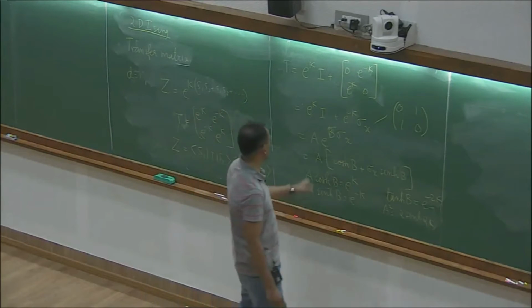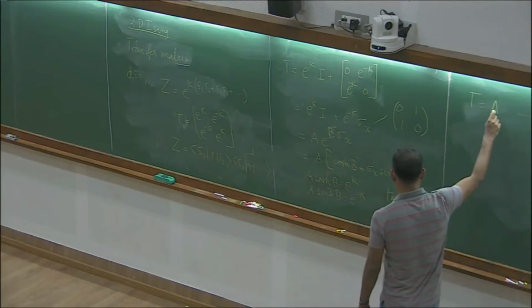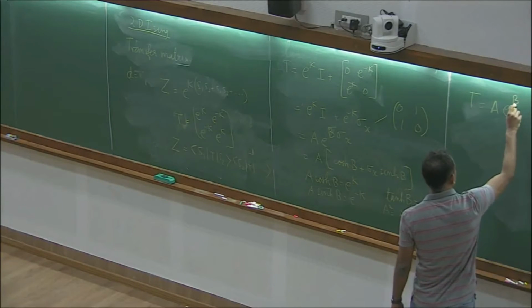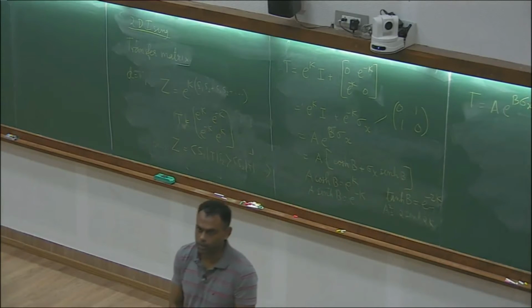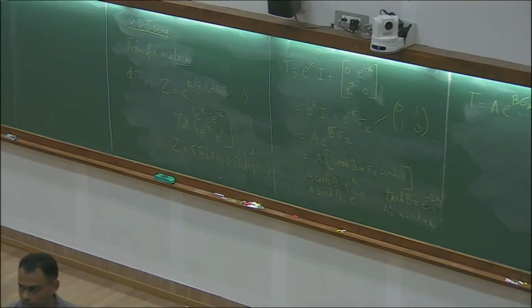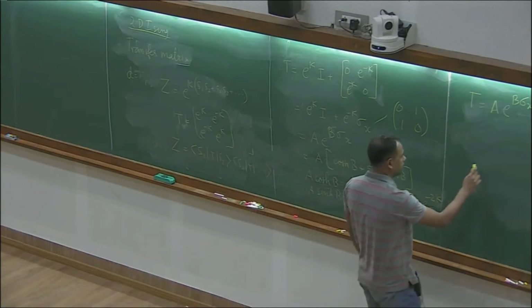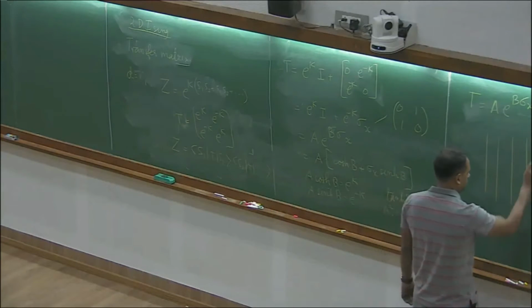Therefore, your transfer matrix T is A times e to the power B times sigma x. Okay, that's the 1D transfer matrix. Is that okay? Now we go to 2 dimensions. So how do you want to transfer in 2 dimensions? Let me draw a line like this.